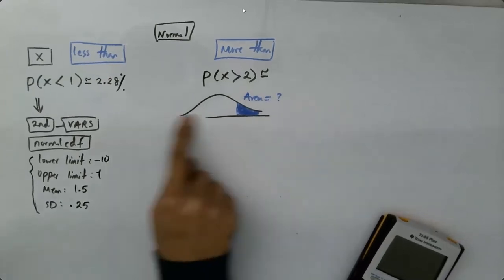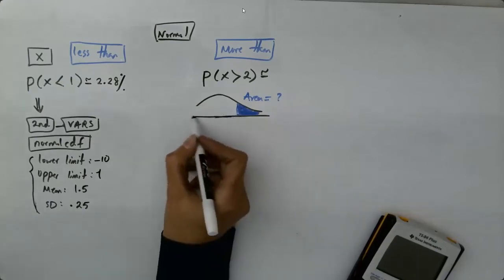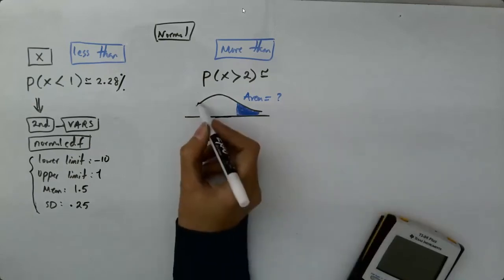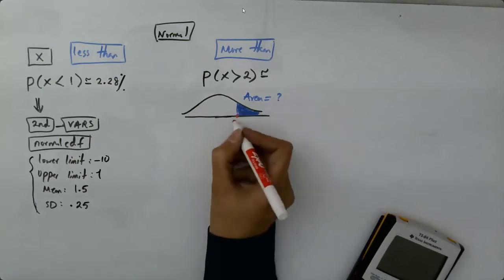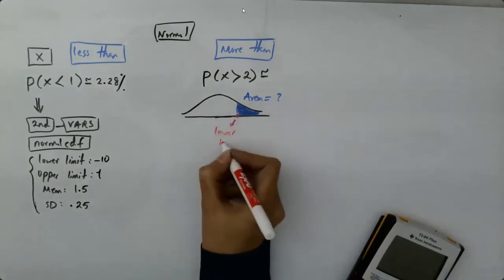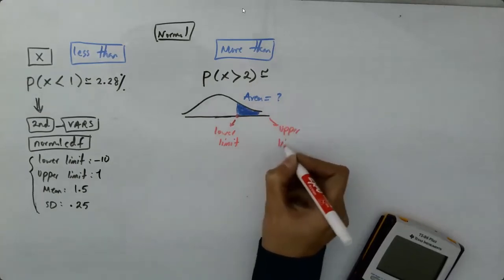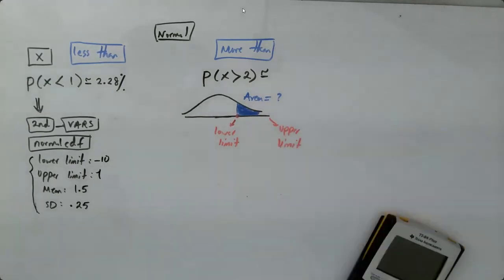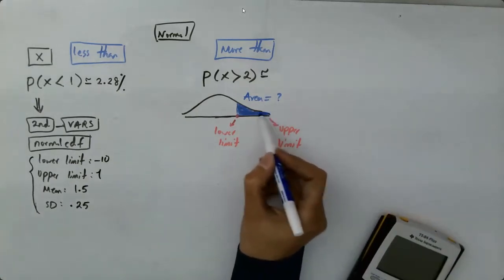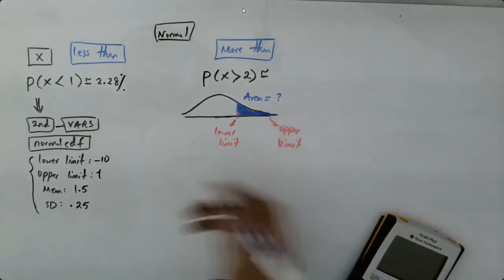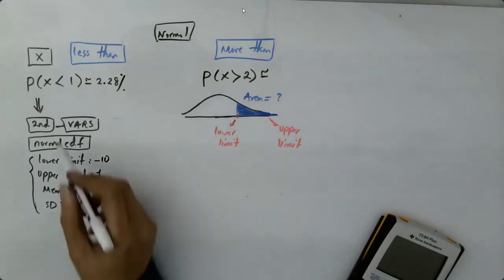So take a look at this. It means that my lower limit is going to be here, and my upper limit is far on the right-hand side. My lower limit, and this guy is my upper limit. Where is that? I don't know. The graph keeps going. Remember that the graph never touches this horizontal axis. It just keeps going. It's going to be very small, but it keeps going. All right. Very good.